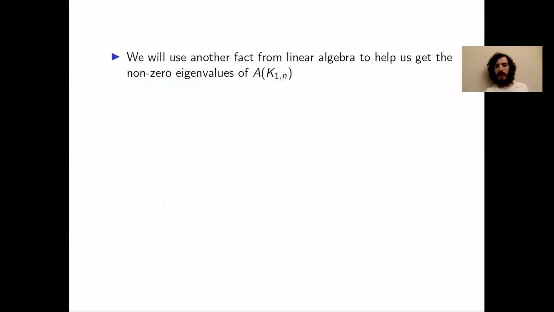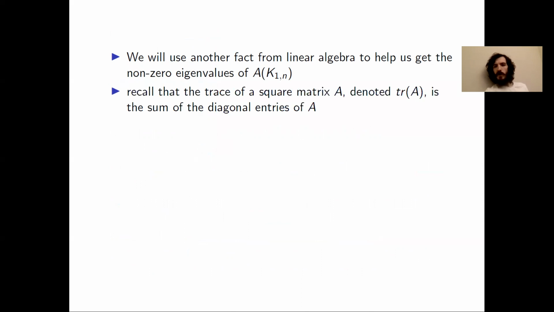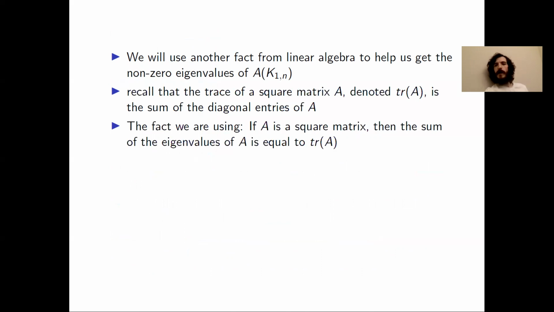And the trace of a square matrix A, which we denote tr(A), is just the sum of the diagonal entries of A. And the fact that we're going to use is that the sum of the eigenvalues of A is the same as the trace of A. So if we look at the trace of our adjacency matrix, we can see that it's 0. By definition of the adjacency matrix, the trace will always be 0. So this tells us that the sum of the eigenvalues of our adjacency matrix must also be 0.